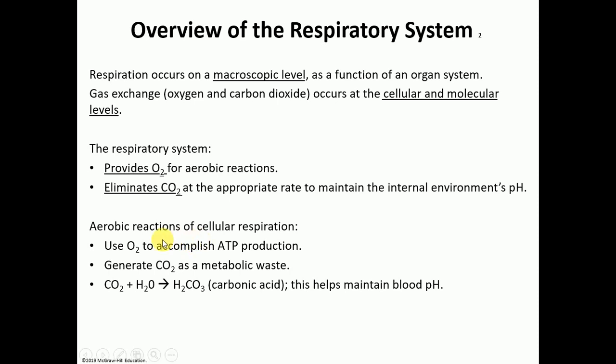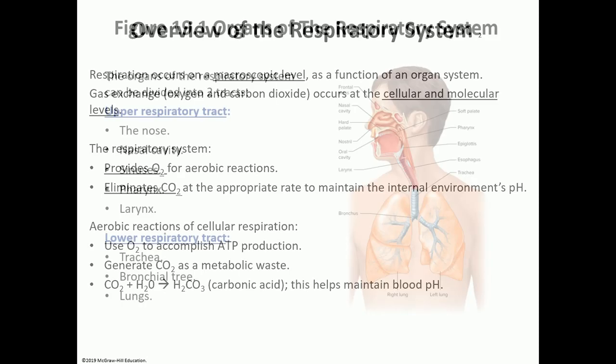In the aerobic reactions of cellular respiration, as we said, you need oxygen in order to burn glucose and produce ATP. And then as a waste product, we're going to generate carbon dioxide, and that is why our cells can become acidic if we don't get rid of that carbon dioxide. So carbon dioxide is considered a toxin to the body, where it has to be carried off with the bloodstream and then exhaled with breathing.